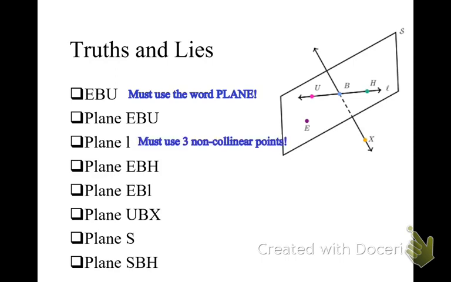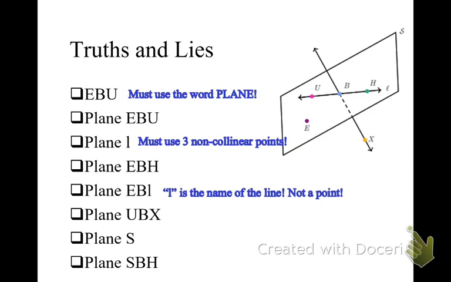Okay, we have to use 3 non-collinear points. Plane EBH. So EBH. Are they good? They are. They're not on the same line. Plane EBL. No, why not? Because L is not even a point. Okay, so you need 3 points.